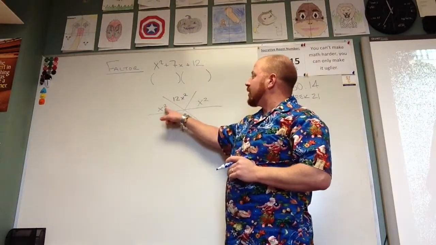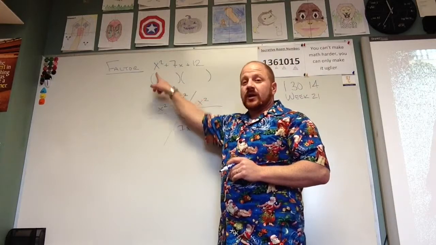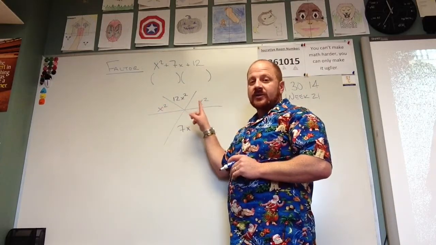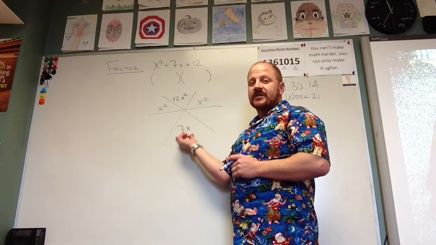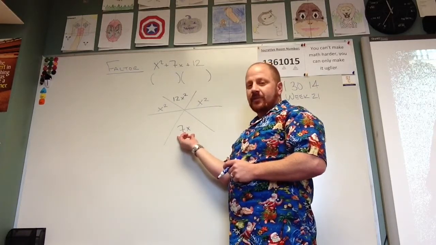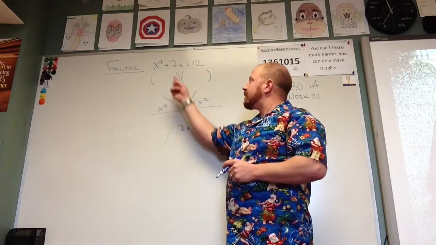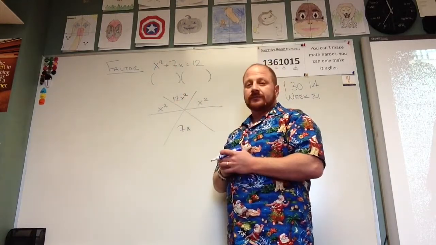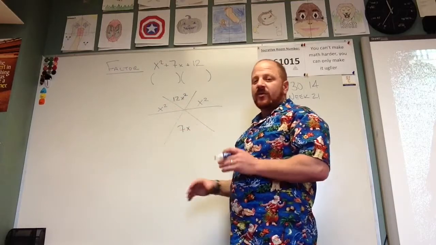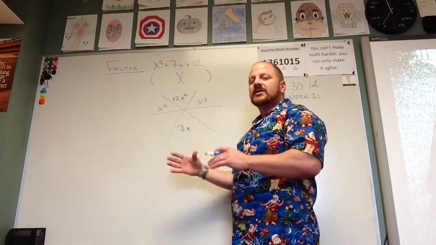So again, I took whatever my first term was, x squared, and I put the whole thing here, and I also put it here. Down here, I took my second term, the term with the x involved, and I put it down here. And then on top, I multiplied the first and the last term together to get 12x squared. Okay? So in this setup, I really haven't done anything, and that's how it is every time.